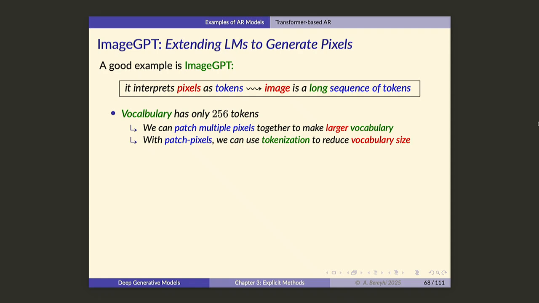Then you can imagine that the number of tokens inside your vocabulary is going to be larger. If I have two neighboring pixels together as one patch, then the number of cases is going to be 2 to the power 16, and so on. If you have 4, then it's going to be 2 to the power 4 times 8. It depends on how many pixels you put in your patch. So when you do patch pixels, you have this option to do tokenization.